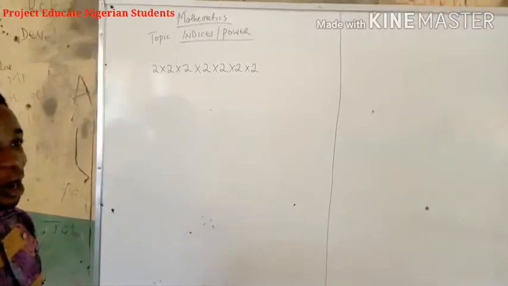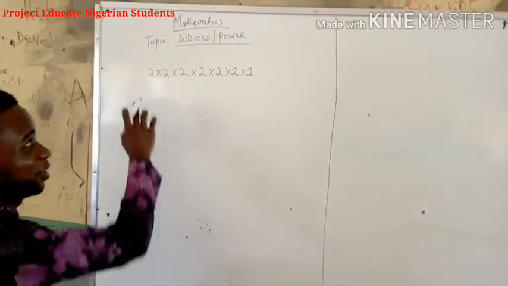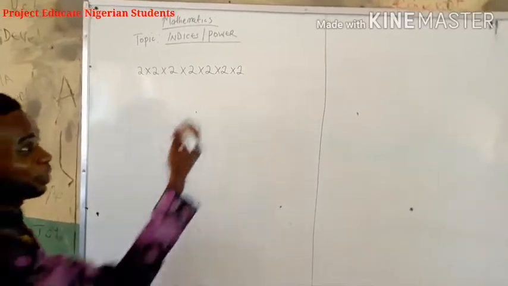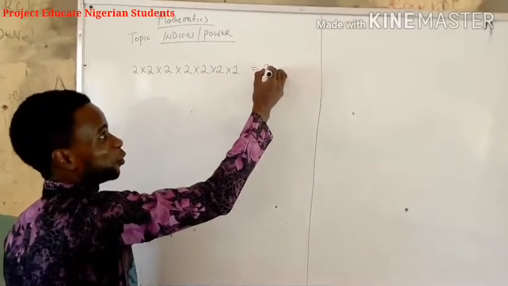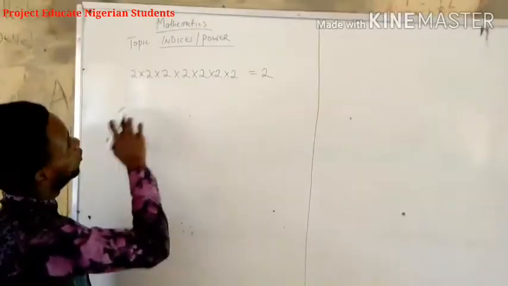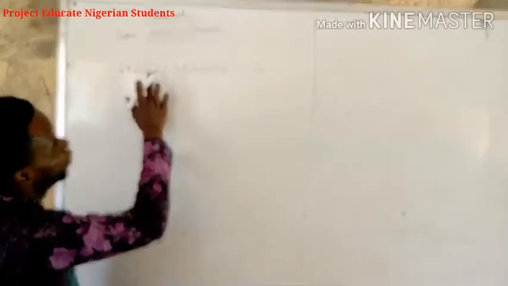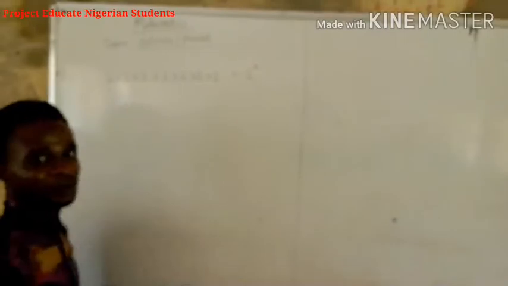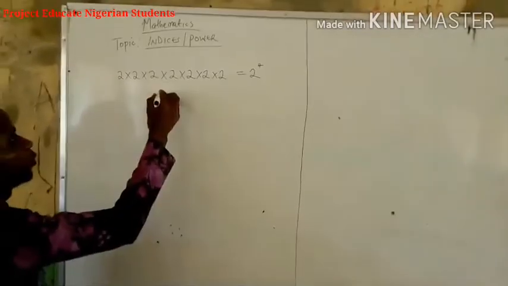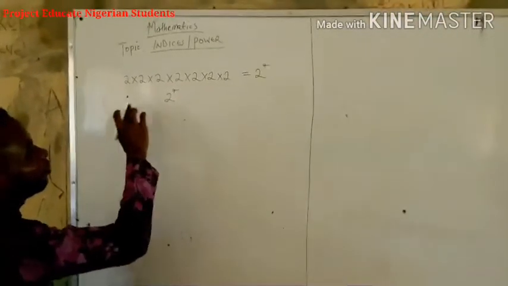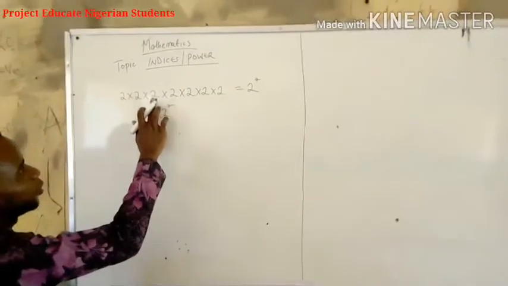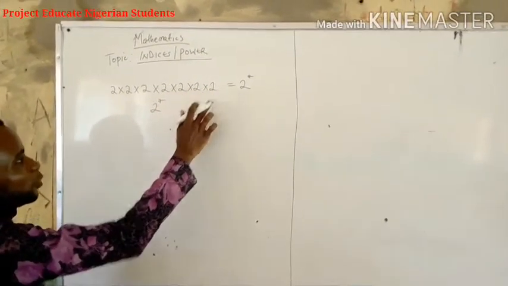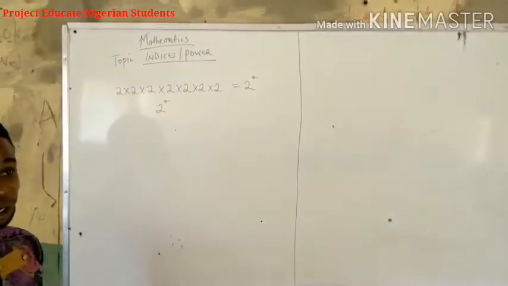But if I were you, if I see this number, I'll be thinking of how do I represent this number. I can represent it this way: 2, then count the number of 2s that appear here: 1, 2, 3, 4, 5, 6, 7. I'll raise power 7. So I can just say 2 raised to the power 7 instead of writing 2 times 2 times 2 times 2 times 2 times 2. This is 2 raised to the power 7 in a simpler way.